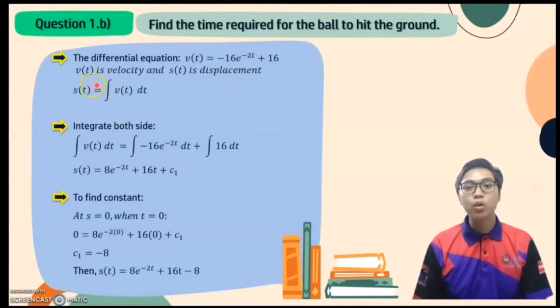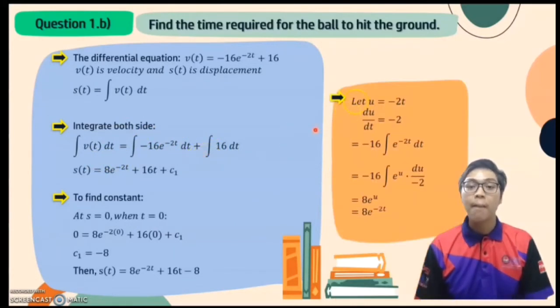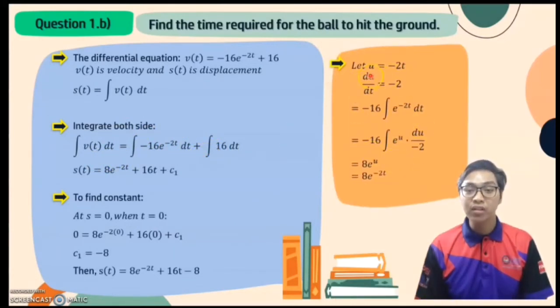We can get the s(t) when we integrate the v(t). Next, we integrate both sides of the equation. To integrate this equation, we also use the u-substitution method by letting u equal to negative 2t. After we solve it, we get s(t) is equal to 8e to the power of negative 2t plus 16t plus c1.